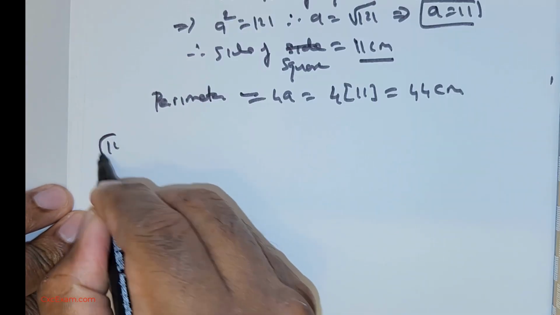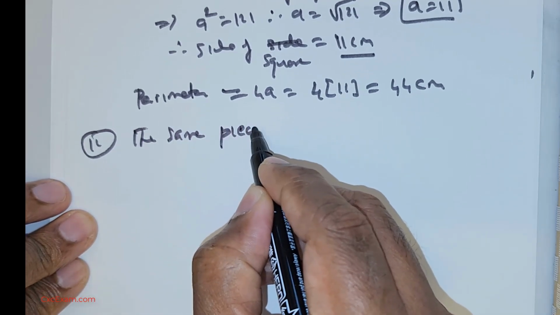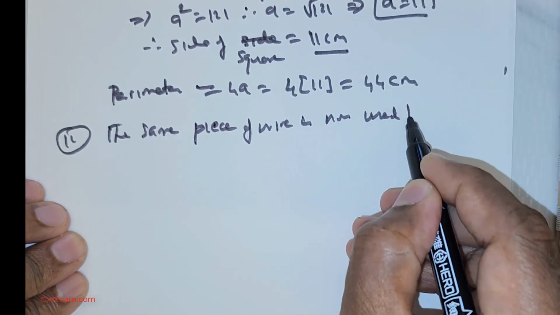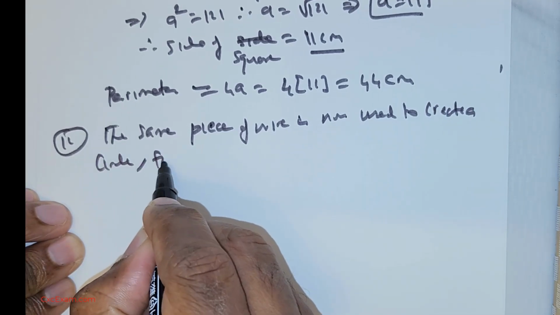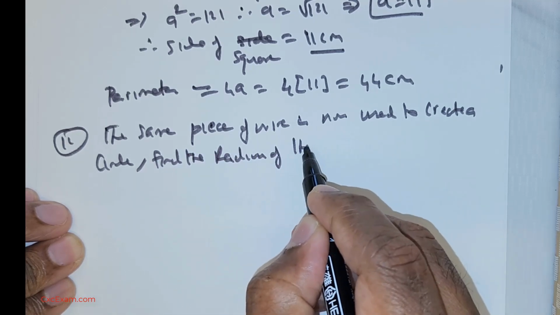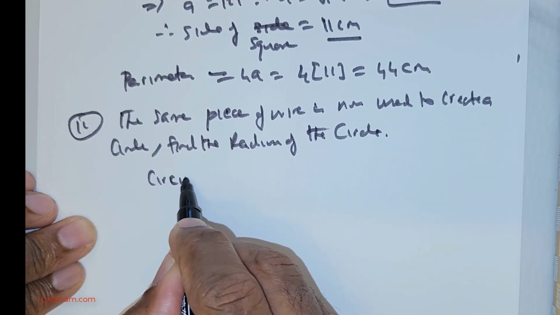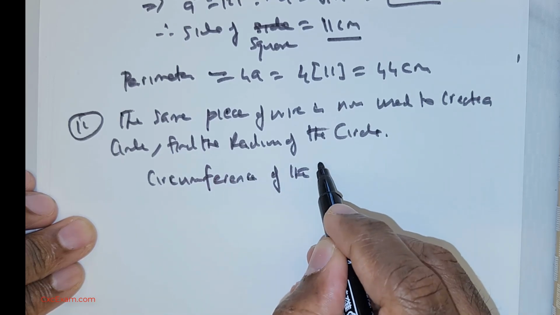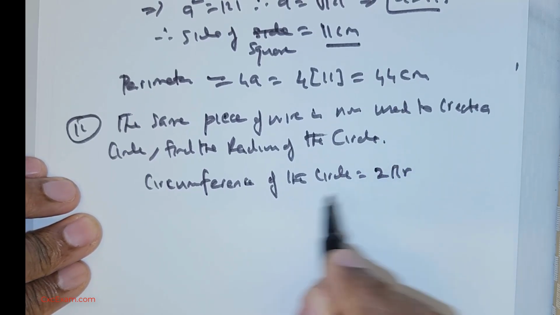Now this is the second part of the question. It says that the same piece of wire is now used to create a circle. Find the radius of the circle. Now for this, you have to take the circumference of the circle. Circumference of the circle is given by 2 pi r.